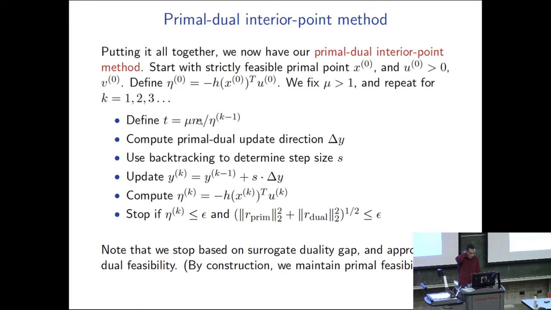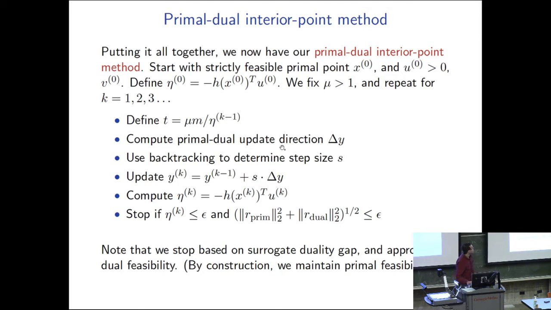And we're going to update that value of t by mu. So at the previous iteration, we had duality gap, let's say eta k minus 1. The value of t that corresponded to was m over eta k minus 1. We're going to update that by multiplying it by mu. And that's going to be the value of t that we're using to solve the Newton system for the perturbed KKT conditions.